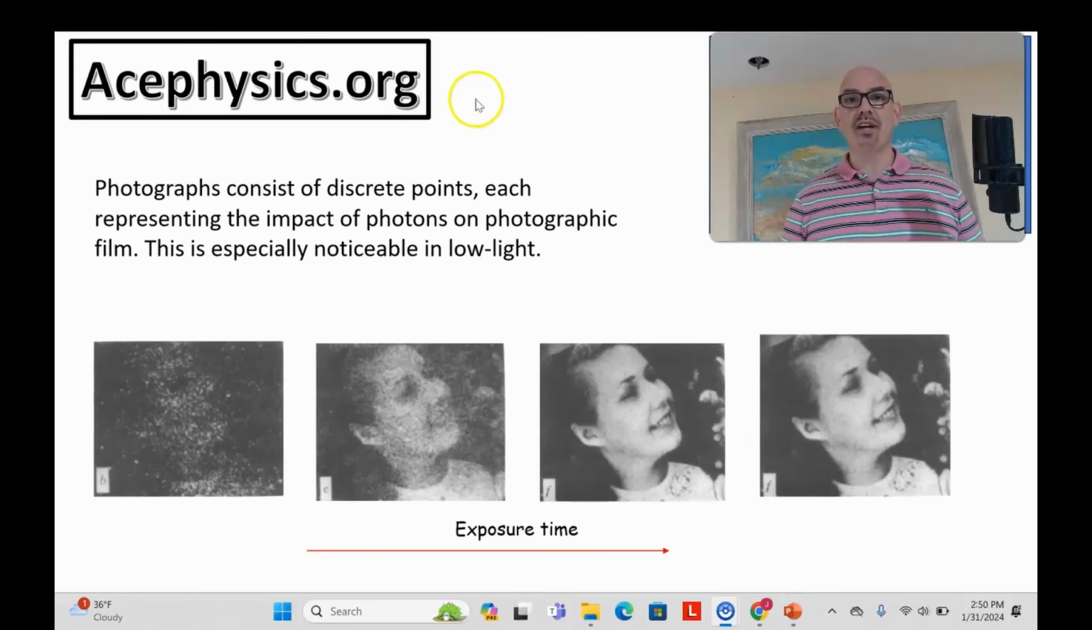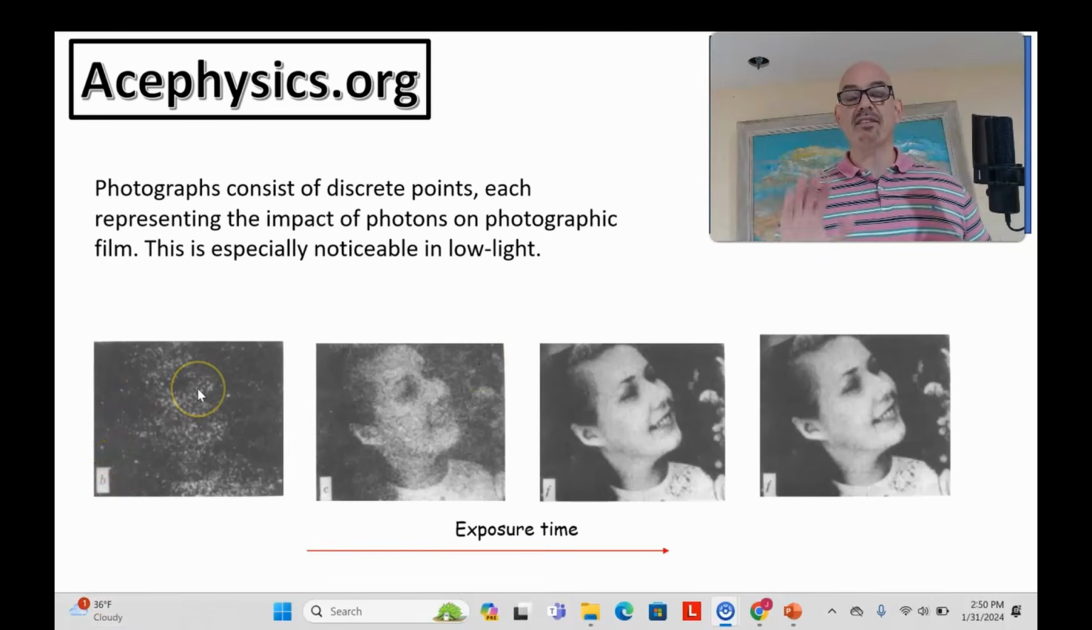This slide is a demonstration of how light is detected as particles. Photographs consist of discrete points, each representing the impact of a photon on the photographic film. This is especially noticeable in low light. If you look at this series of photographs, the one on the far right, it might not be obvious that this is made up of many discrete specks or points of light. In low exposure, that's much more obvious.